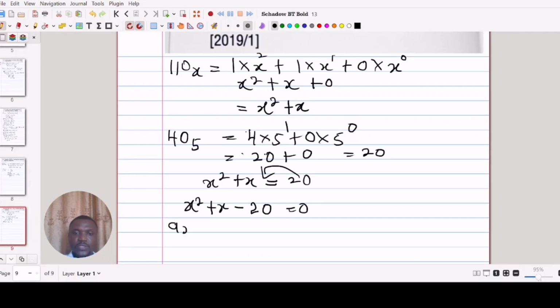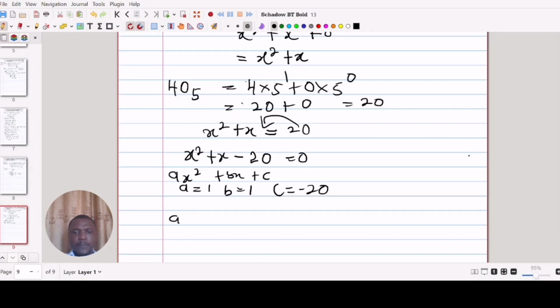I know the general equation for quadratic: ax squared plus bx plus c. What's our a? Our a is 1, which is the coefficient of x squared. Our b is 1, which is the coefficient of x. Then c is minus 20. Don't forget I said that a times c, which will give you 1 times minus 20, which will give you minus 20.